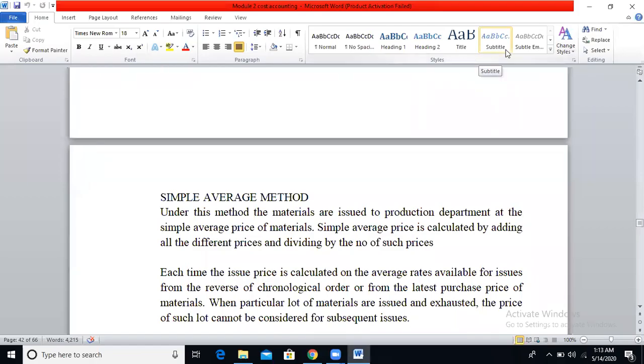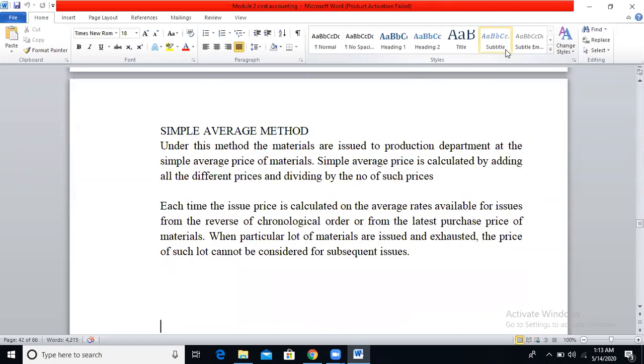Good morning. Let's see the next topic, that is simple average price method. So still now we have discussed about the FIFO method and LIFO method. Majorly these two topics, out of these two topics they will ask one as a 14 marks question, and simple average price method or weighted average price method, out of these two they will ask any one 6 marks question.